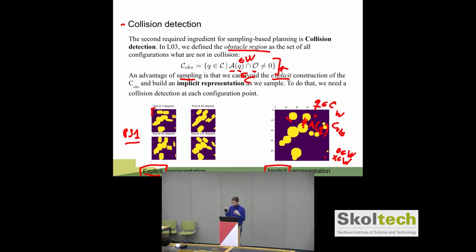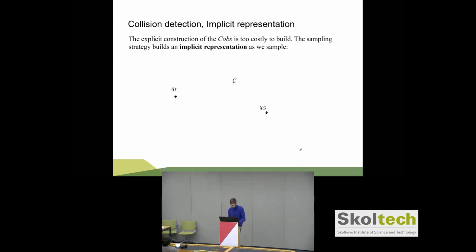But if you just have a large enough number of samples, this is good enough. This is a good enough implicit representation of this obstacle region, right? So let me put it this way. You start like this, you start like this. Some of them are going to be in collision, right?